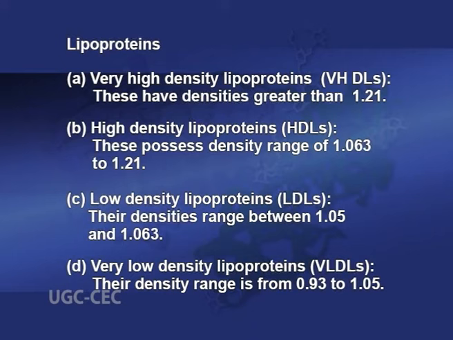These have densities greater than 1.21. High density lipoproteins, HDLs, with density range of 1.063 to 1.21. Low density lipoproteins, LDLs, their densities range between 1.05 and 1.063. And the last category is very low density lipoproteins, VLDLs, with density ranging from 0.93 to 1.05.